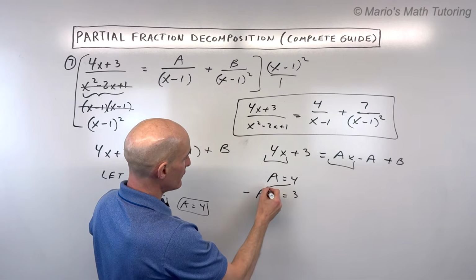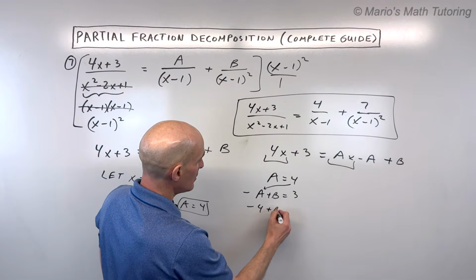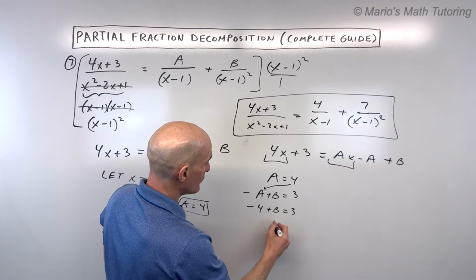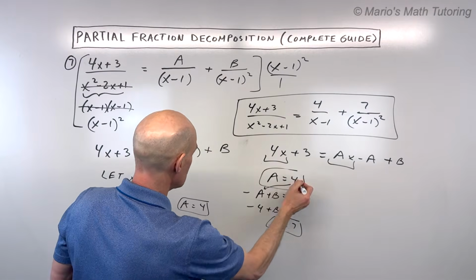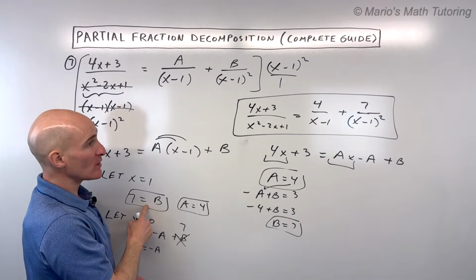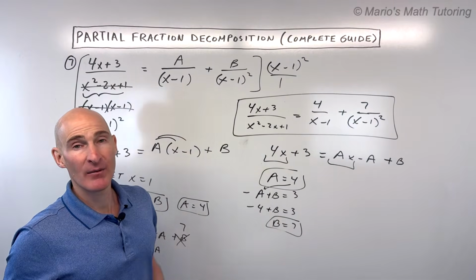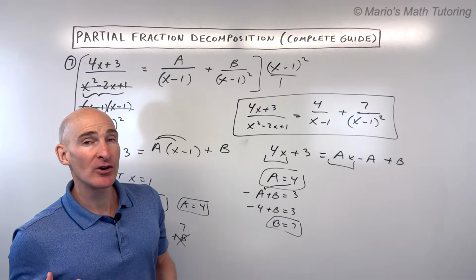We can put 4 in for a, so that's negative 4 plus b equals 3. Add 4 to both sides. B equals 7. And see, did we get the same thing? Yep, a equals 4, b equals 7. You're going to get the same partial fractions. Let's take a look at another example.